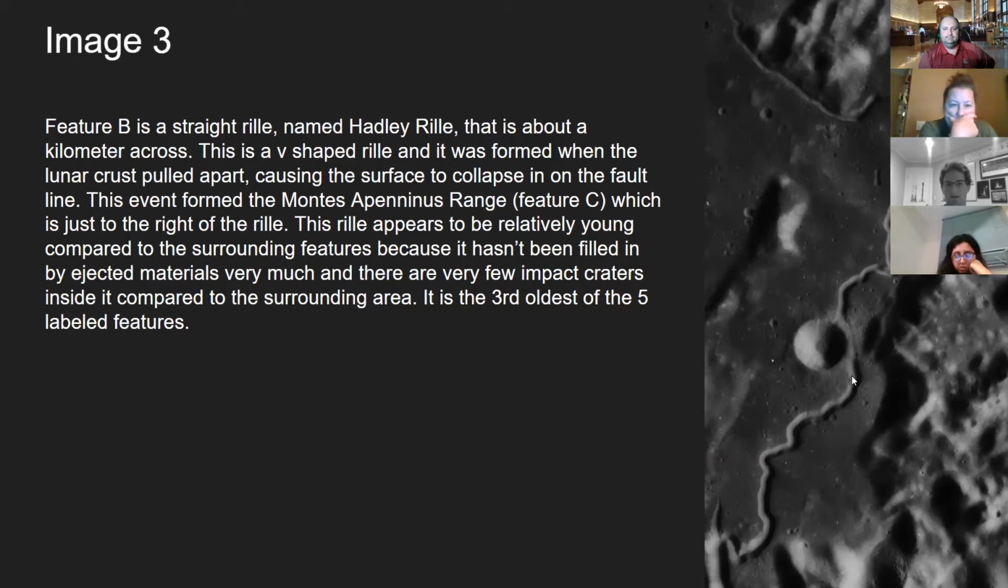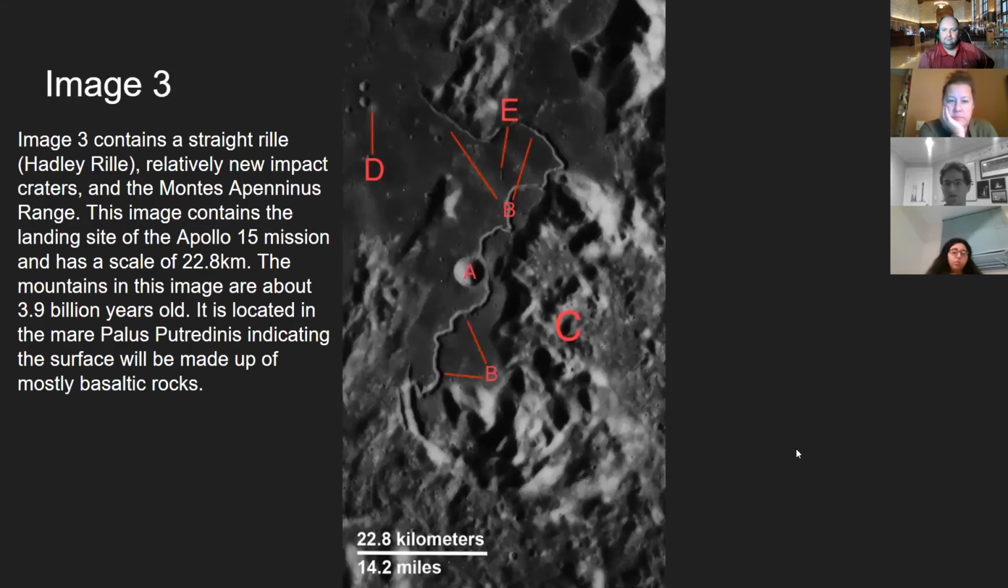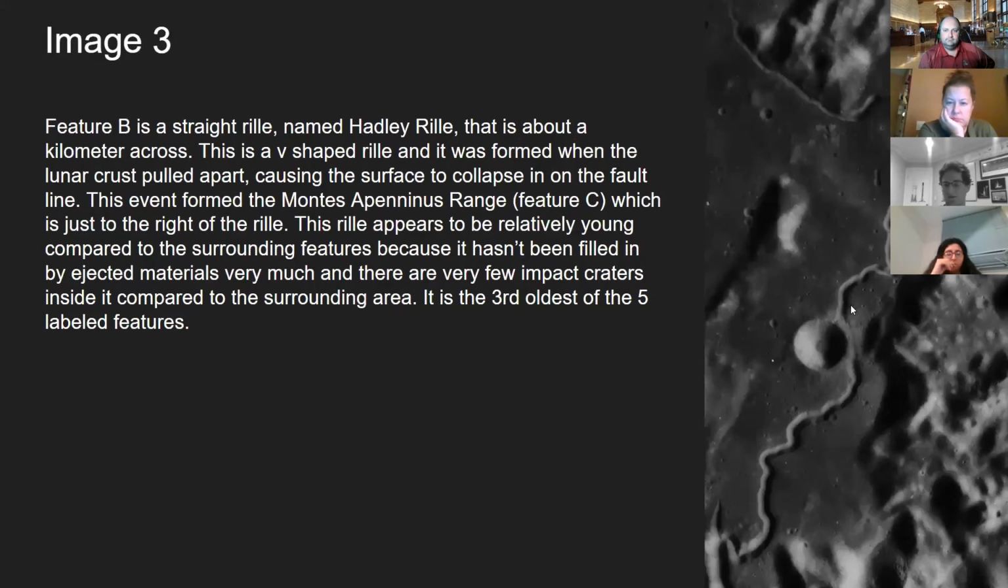So this is Hadley Rille. It's the same one as the one that I mentioned earlier. It's about 1 kilometer across, and it's a V-shaped rille. So I am confident that this was formed from the lunar surface pulling apart, because surrounding it you have this mountain range. So when this mountain range formed, this rille also formed from the surface collapsing in on itself. I think it's the third oldest of the 5 labeled features in the image.